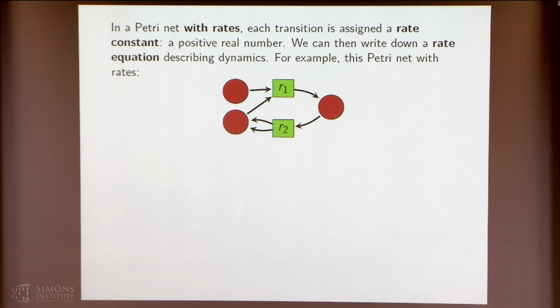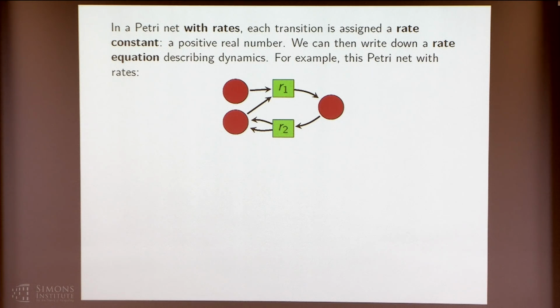Okay, so let's describe how you can get some differential equations out of a Petri net. Well, you need a little bit more information. You need a Petri net with rates, by which I mean that we attach to each transition a positive real number called its rate constant, which somehow describes how fast or how likely it is for that transition to occur. And then from that data, we can write down a system of differential equations, which I'll call the rate equation, describing dynamics.